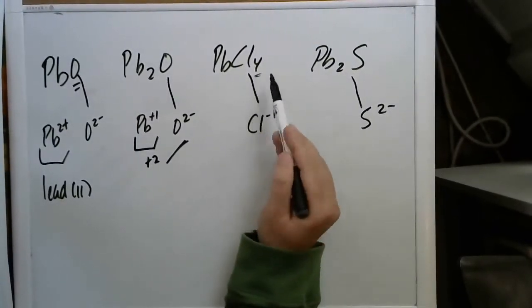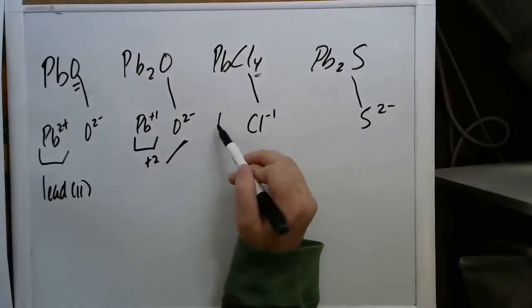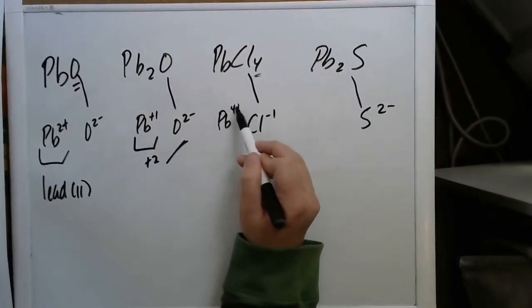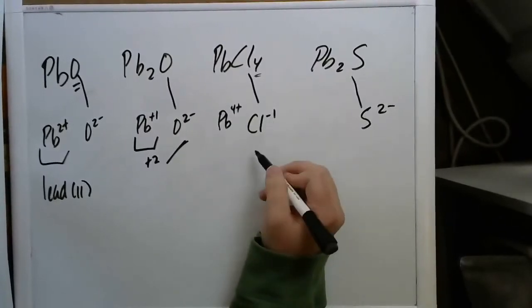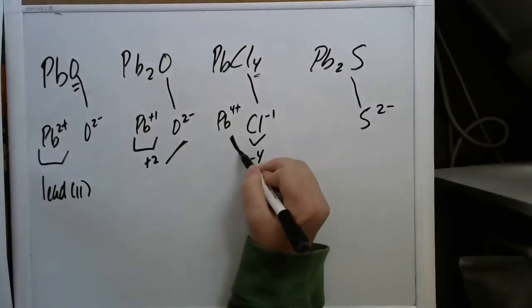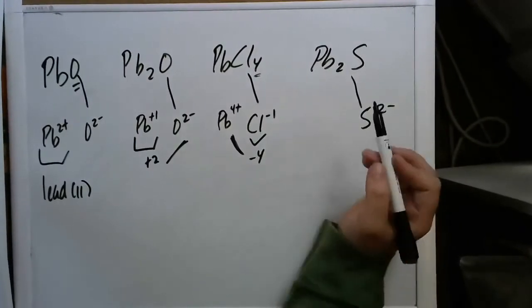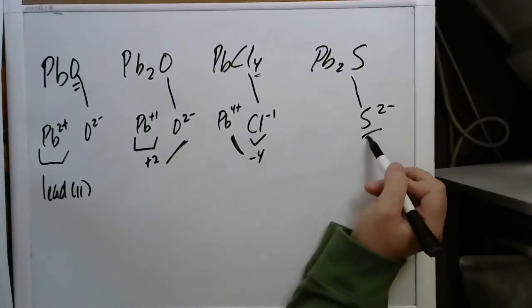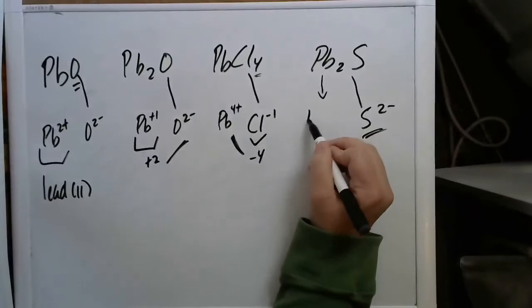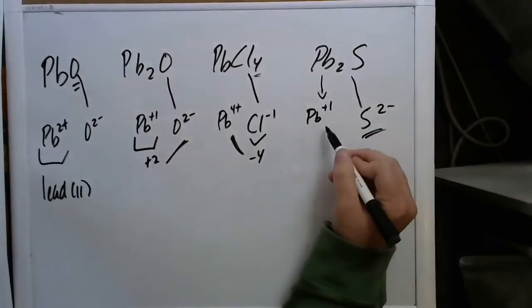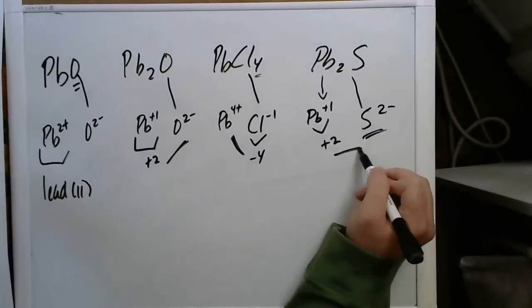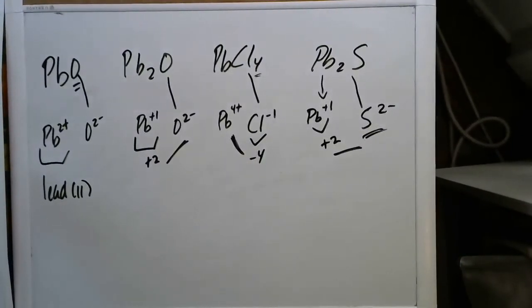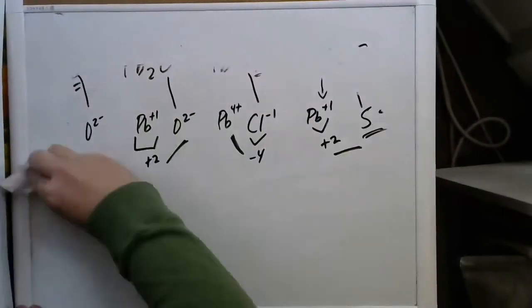In this case, there are 4 chlorines. There's only 1 lead. So that lead has to have a +4 charge so that it can balance out the total charge from the chlorine. Over here, this is similar to the option over here because sulfur's got a -2 charge and there are 2 leads here. Each lead has to have a +1 charge to have a total +2 to balance this out. That was number 73.